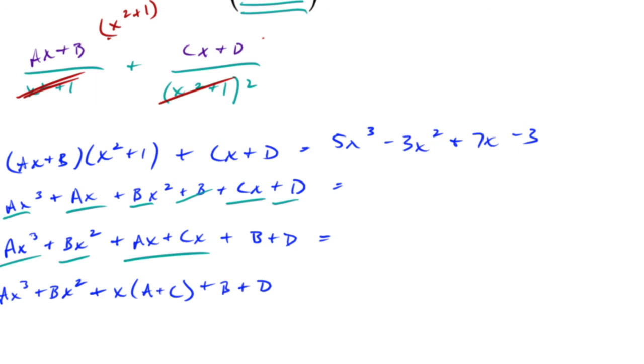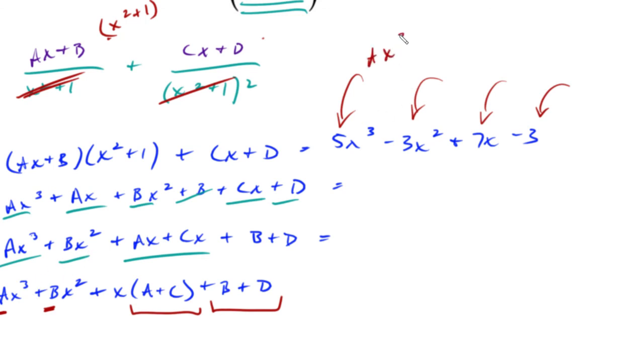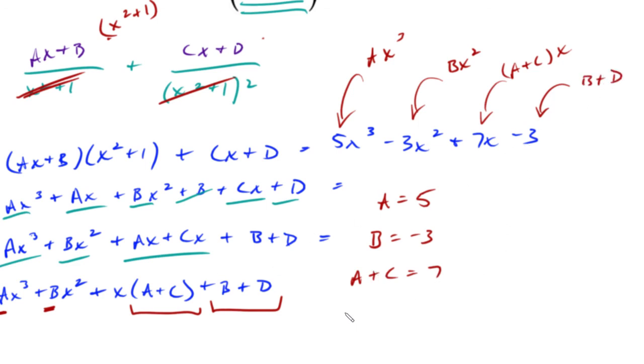So if you look here, you have a x cubes, b x squareds, a plus c x's, and b plus d numbers. So these are the things you're comparing to. So you have a x cubed, that has to be 5. So a has to be 5. Well, that's convenient. Here, you've got b x squareds, so b has to be negative 3. And here, the number of x's you have is a plus c x's. So a plus c has to equal 7. And here you've got b plus d, which has to equal negative 3.